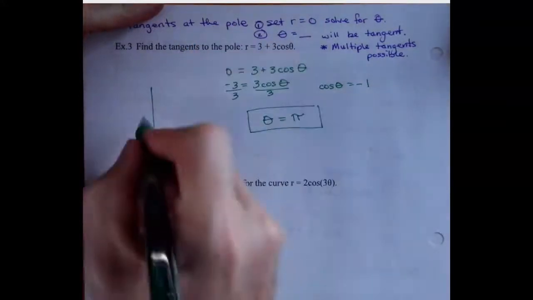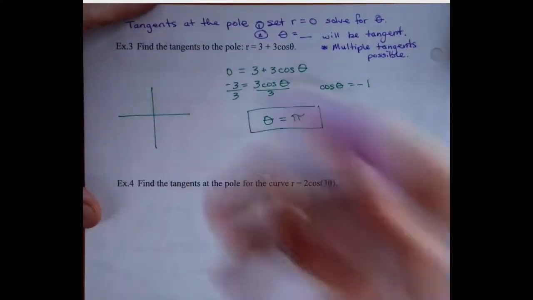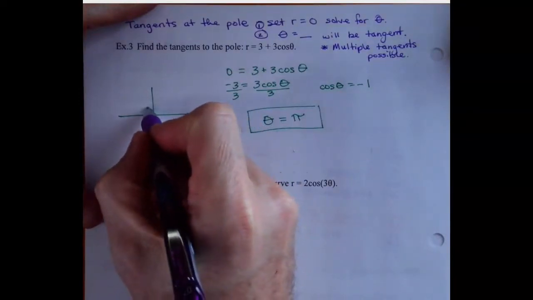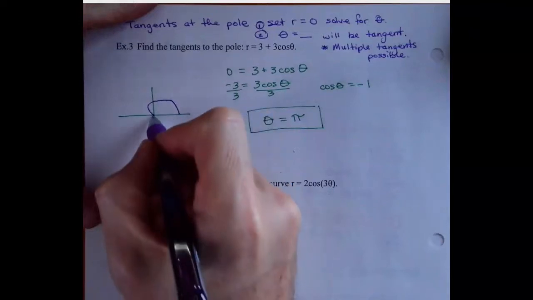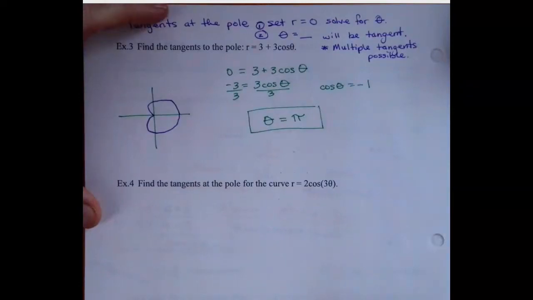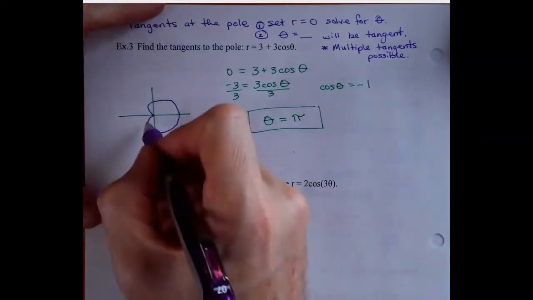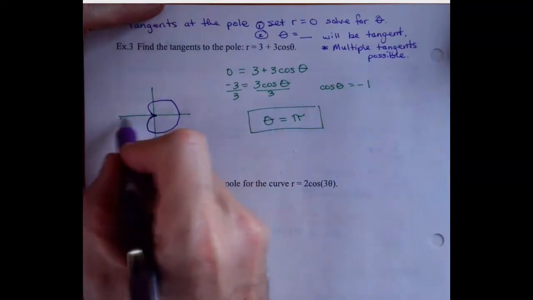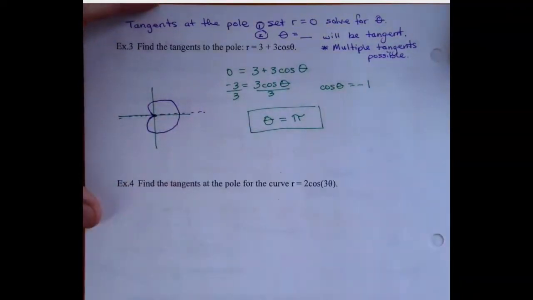Now if you want to take a look at this, I'm going to draw it horribly, but it kind of goes like that. And so at the pole, we have a tangent right there for pi.